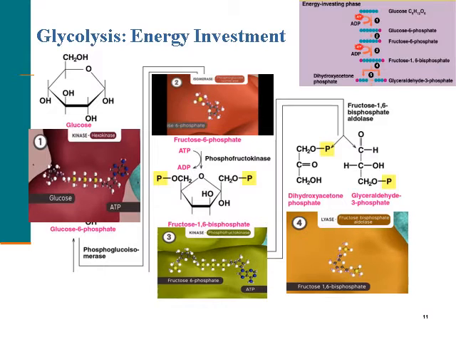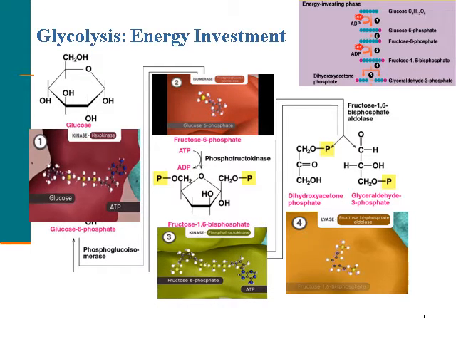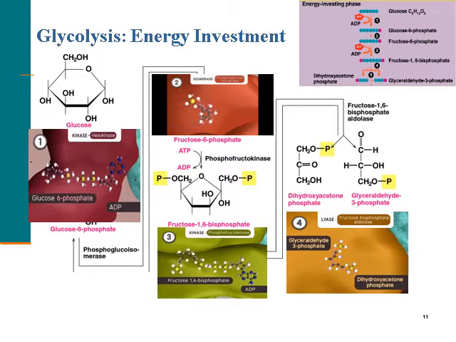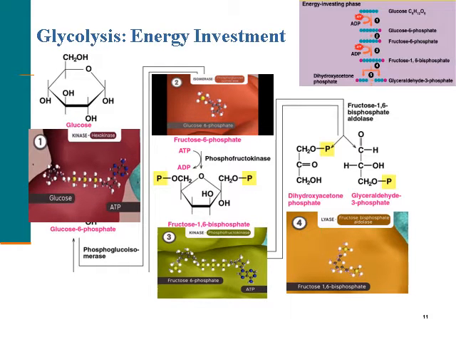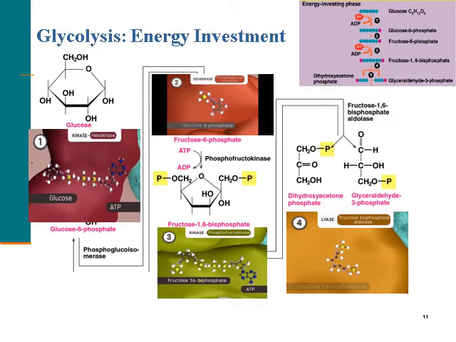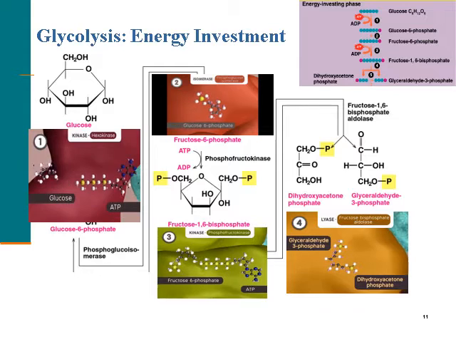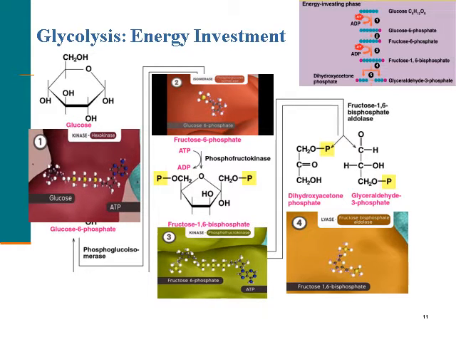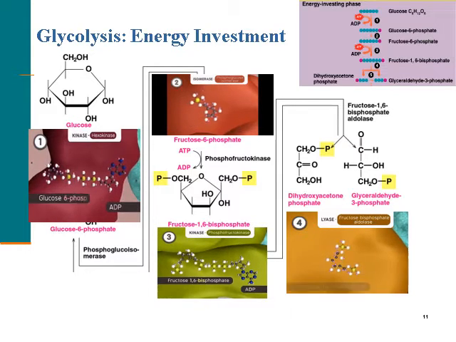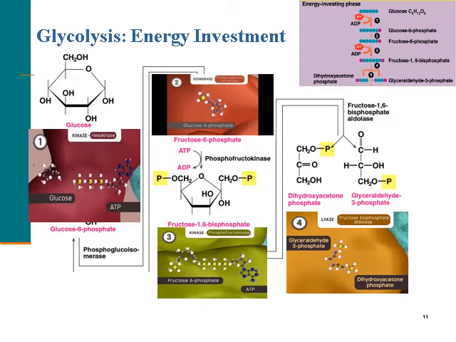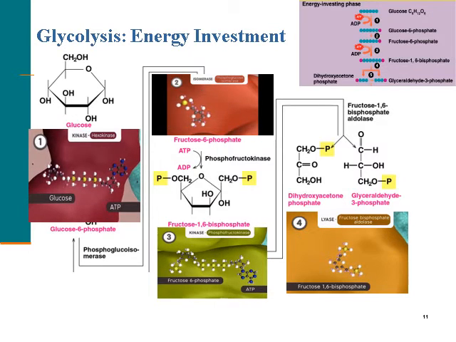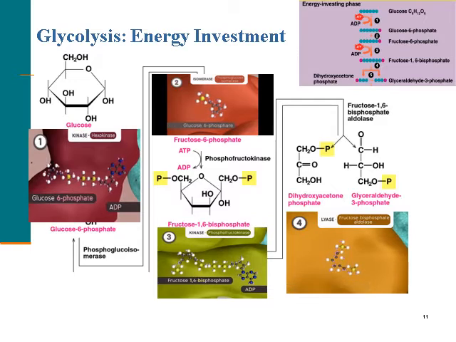This is the first stage of glycolysis, which involves an energy investment of 2 ATP. It is from reaction 1 to 5. Glucose is first converted into fructose 1,6-bisphosphate, and the series of steps uses up 2 ATP. We will see this in the next slides.